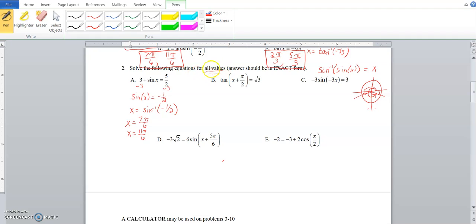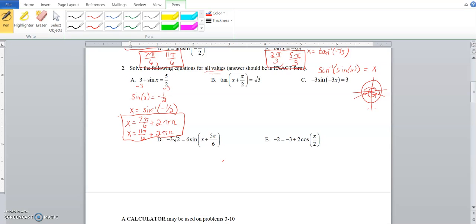But because we're solving all values, as soon as we go from having a trig function in the equation to not having it, that's when we have to say that we add plus 2 pi n, because we're in sine. And at this point, we have x by itself. We've got our plus 2 pi n disclaimer. So actually, this problem is completely solved. Let's move on to B, see what we get.